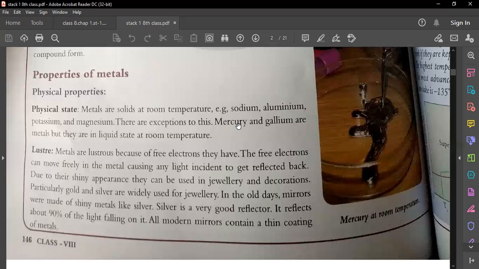So out of these, which one is a good reflector? Metals have a shiny surface, but silver is a very good reflector among the metals.